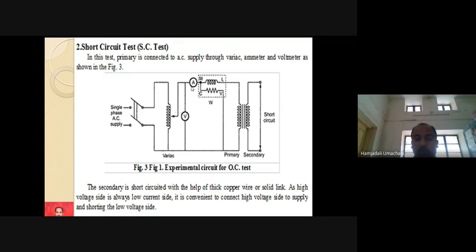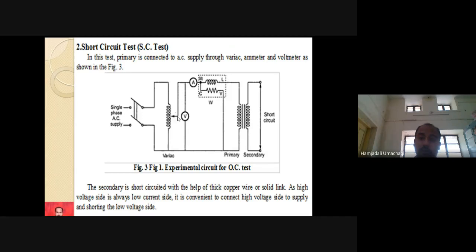Now you need to note down the short circuit current ISC, the short circuit voltage VSC, and the short circuit power, that is WSC. Earlier the notations we used were I naught, V naught and W naught, but for the SC test the notations will be ISC, VSC and WSC. ISC means short circuit current, VSC means short circuit voltage, WSC means full load copper loss.